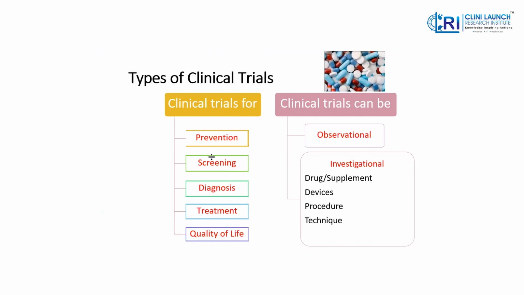Then we have another type. Clinical trials are further divided into observational trials and investigational trials. Observational trials, as the name suggests, are trials where we only observe things.